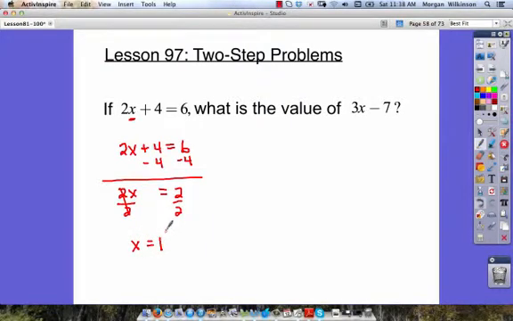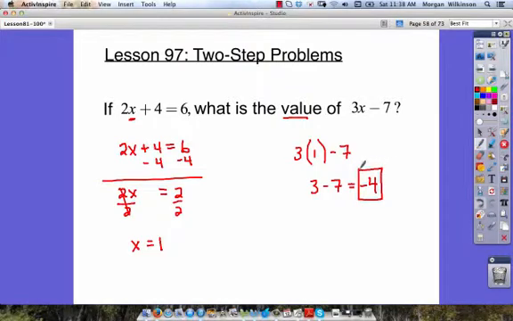We don't box that because that's not our final answer. We've solved for the first step. Now the second step says what is the value of 3x minus 7. So 3 times our x value, we know that's 1 from our first step. 3 times 1 minus 7. 3 times 1 is 3. Minus 7 must give us negative 4. So that's our answer to this problem.